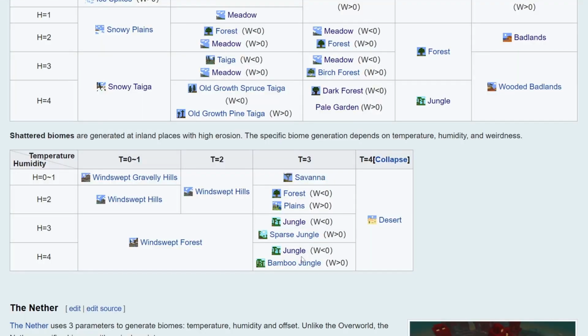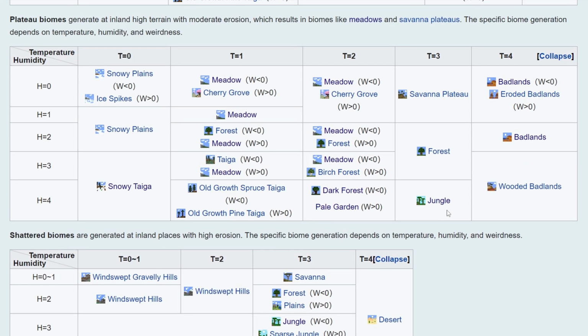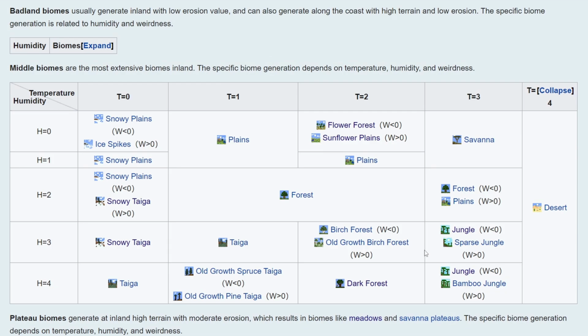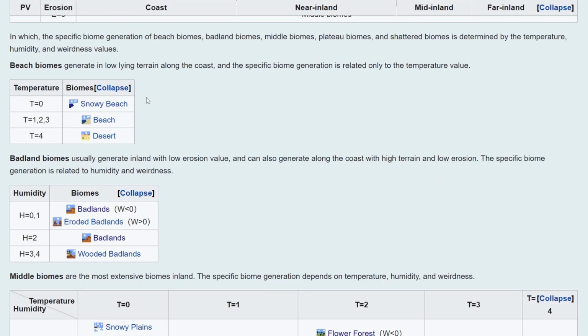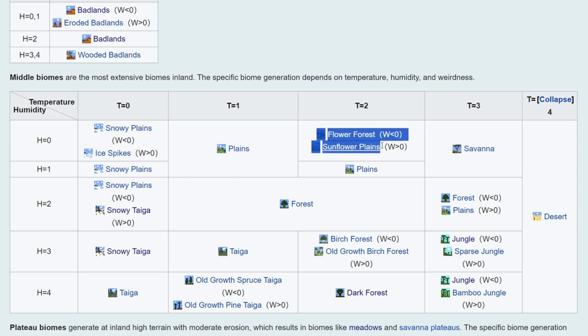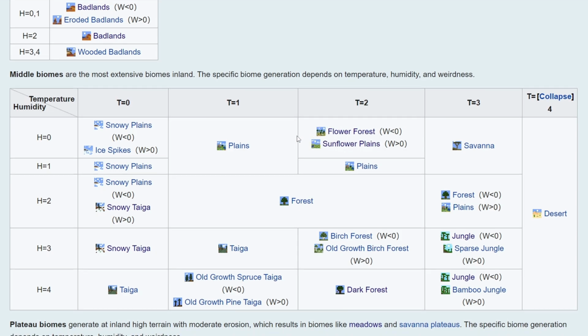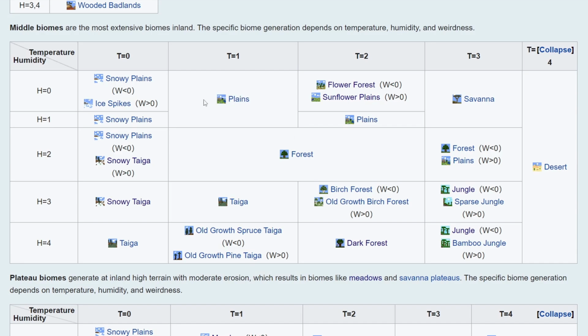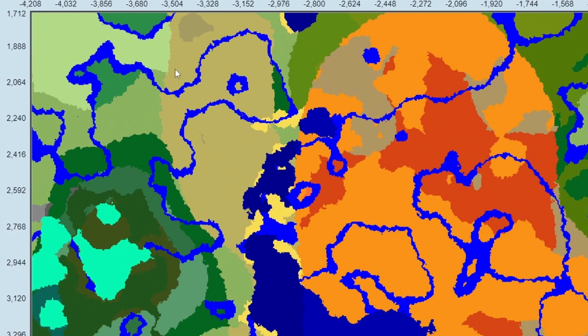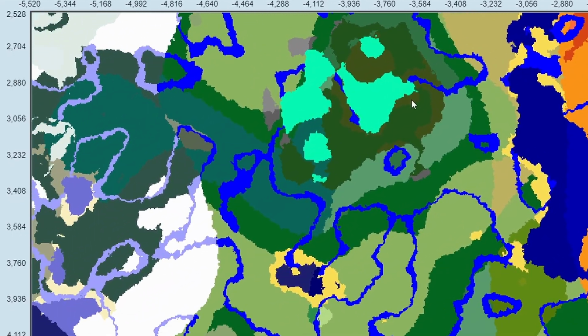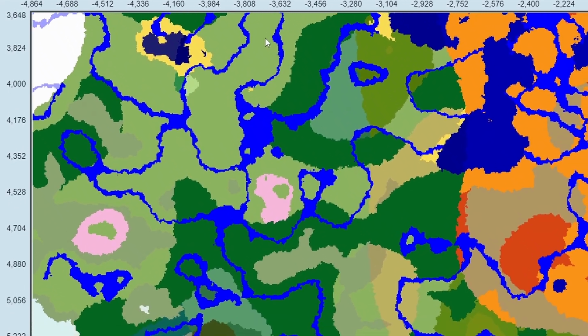Now the jungle can be a shattered biome, a plateau biome, or a middle biome. And here we have some badland biomes and some beach biomes. Something like the flower forest or sunflower plains will always generate in a middle biome, whereas something like plains could generate as a middle biome, but it could also generate as a shattered biome. So this chart is extremely helpful for finding out what terrain to expect in what biome. So now when we're looking for seeds with specific terrain, we can expect what terrain to see in certain biomes.